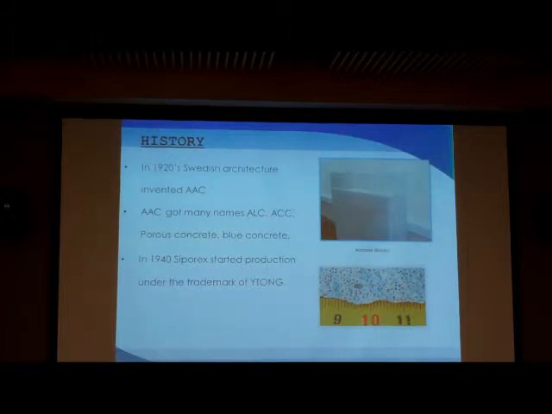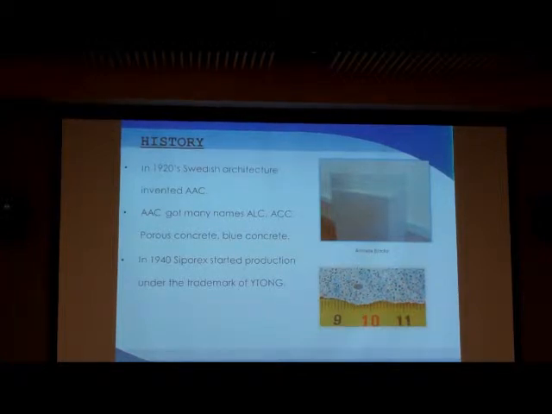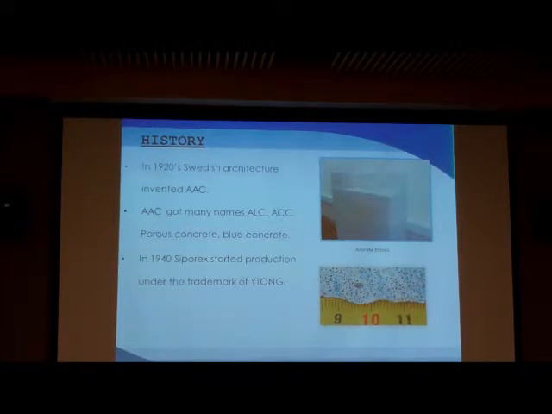It was invented by a Swedish architect in 1920, whereas AAC has many names like ALC, ACC, porous concrete or blue concrete. In 1940, Siporex started production under the trademark of Ytong. Coming to the present, nearly 40% of the UK constructions and 60% of the German constructions were completely on AAC. Up to the late 1990s, it hadn't entered the US. I don't know why. Almost most of the European countries and the southern European countries were also using AAC.